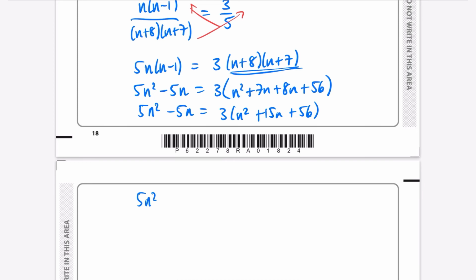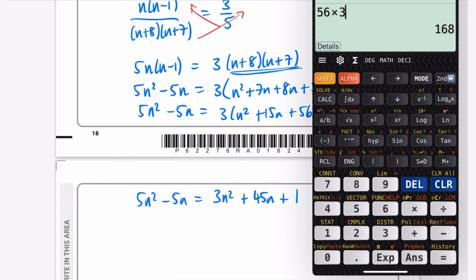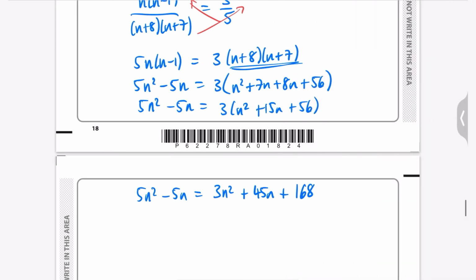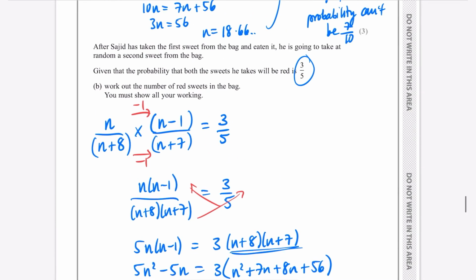And I'm going to continue on this next page. I'm going to expand that 3 brackets. That's 3n squared. 15 times 3, you can check on your calculator, is 45. And 56 times 3, me checking it because I'm being lazy, is 168. Now this is the quadratic that we've got here. And we're going to try and find out the number of red sweets in the bag. We're trying to find out what n is equal to.